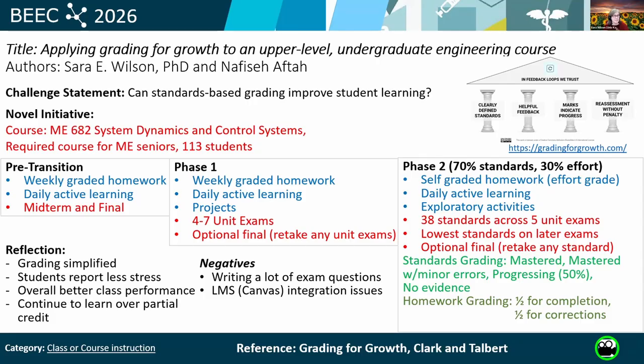Still had the weekly homework, still had the daily active learning. I'd added some projects to give some sort of real world flavor to seeing how this is applied, since it's a very math and theory heavy course. But also I broke the course down into smaller units, and they ranged from 4 to 7. And I found the optimal number was about 5. So that was a unit every 3 weeks. And so a test every 3 weeks.